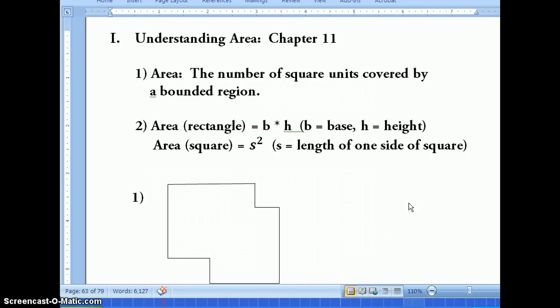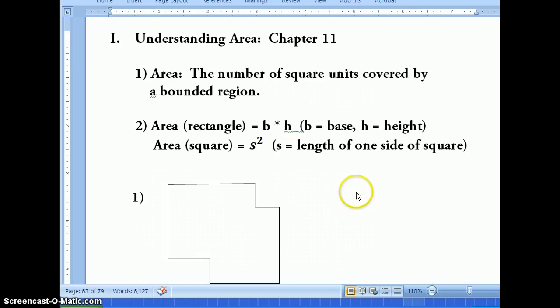In chapter 11, the first thing we talk about is the concept of area. And I really like this definition. It says that the area of any shape that we're going to entail in chapter 11 is the number of square units that's covered by a bounded region. And of course, in chapter 11, we're going to get into everything, but we start off with rectangles and squares.